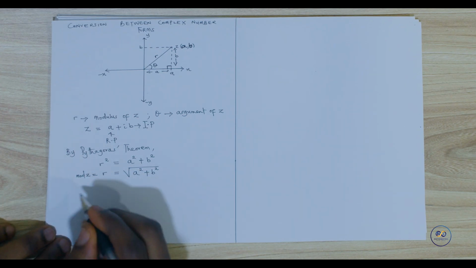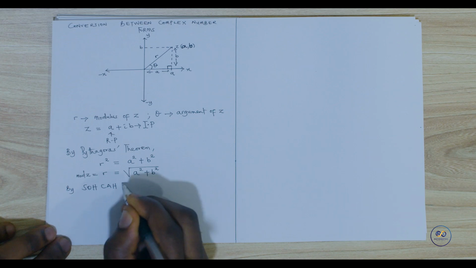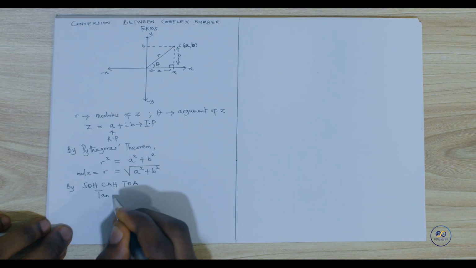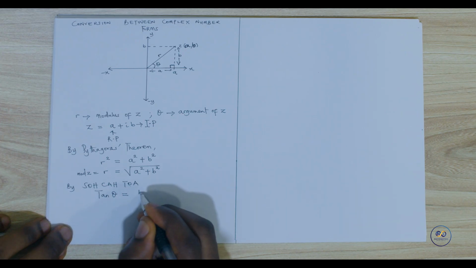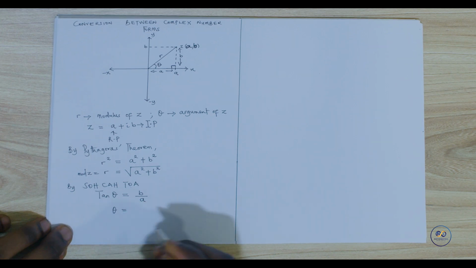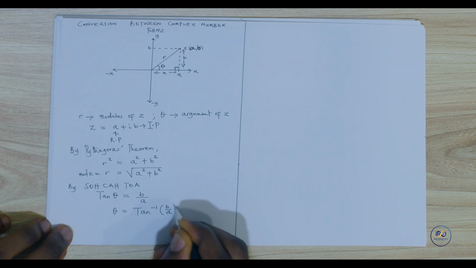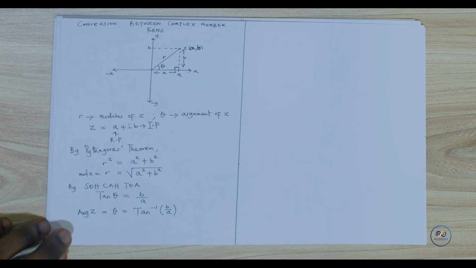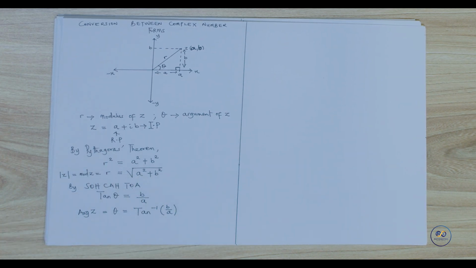Similarly, by the concept of SOHCAHTOA, we see that if we take the tangent of the angle, we would have to take the opposite divided by the adjacent. So it should be B over A. So making theta subject of the formula, we will now have this to be the tan inverse of B over A. This is, of course, the argument of Z. Don't forget, the modulus can also sometimes be written as this.